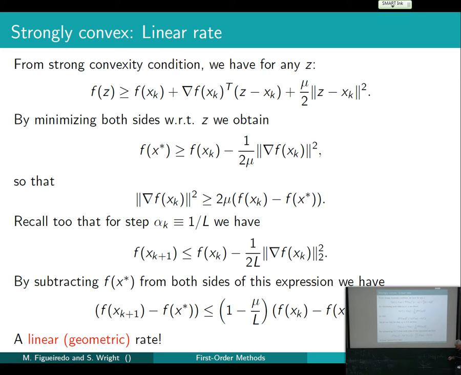Now, sometimes in the literature, particularly in the machine learning literature, people call this an exponential convergence rate. I prefer not to use that term because it makes it sound like it's really, really fast. And this is kind of pretty fast, but if you've got an ill-conditioned problem, it's not very fast. If this is 0.999, it's still kind of slowish, okay? But it's better than a sublinear rate, which is what 1 over k is.